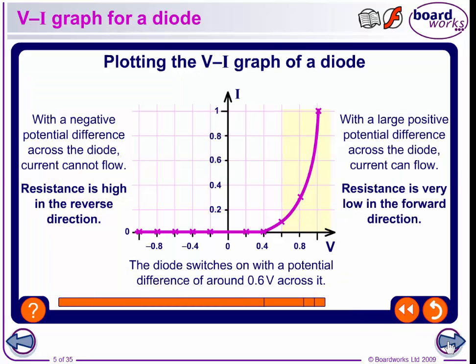The main thing that we need to know is that you need to recognize this graph, that when we have a forward bias, we have a current that flows. When we have a reverse bias, the current is zero, which means the resistance is very large.